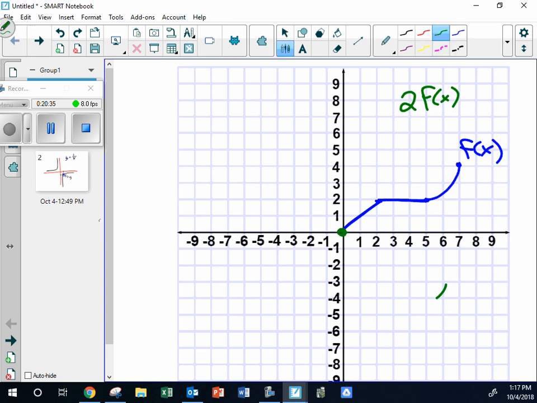0, 0 when it gets stretched doesn't stretch at all. 2, 2 when it gets stretched vertically goes up to 4. 5, 2 goes up twice as high, and then 7, 4 goes to 7, 8, and here's my new graph. Just to clarify, is it any wider than the original one was? No, it's just vertically twice as tall. The green one's twice as tall as the blue one was.